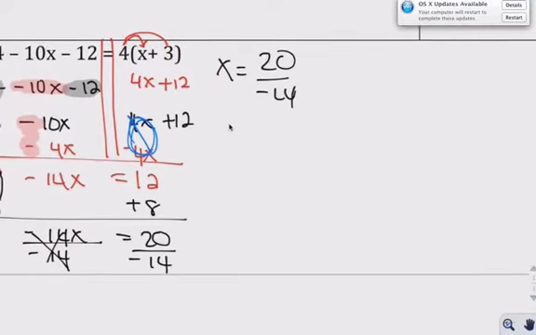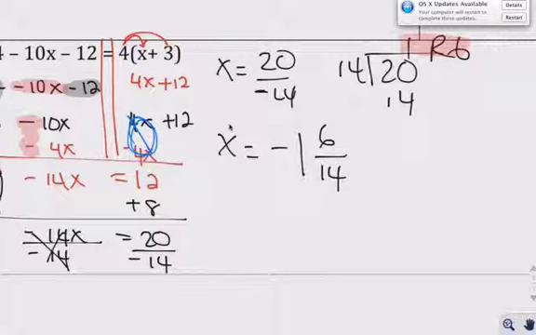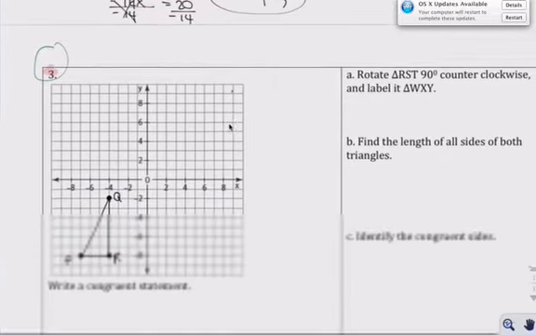Now, 20 can divide by 14 one time with a remainder of 6. So your answer is negative 1 remainder 6. This is your answer here, 1 remainder 6 over that 14. Reduce it, so x is negative 1 and divide by 2, 3 over 7. That's your answer for that one. Okay?